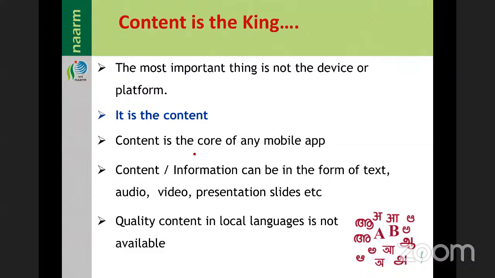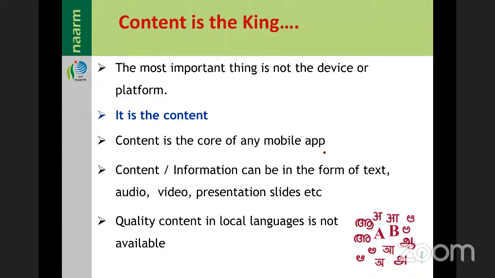How we are going to give the content, because we should not give 10 pages, 15 pages of information. They should understand immediately. For farmers, you have to give one or two lines of information. The content is the core of any mobile app. So content is one of the core of any mobile application, and content information can be in the form of text.